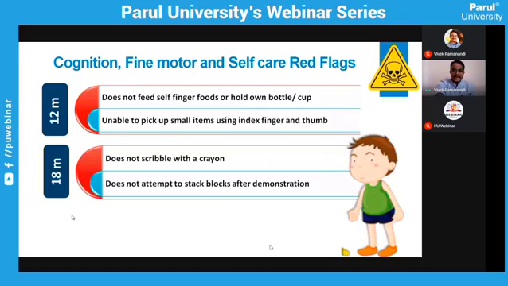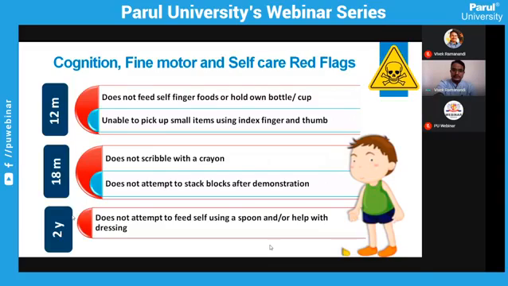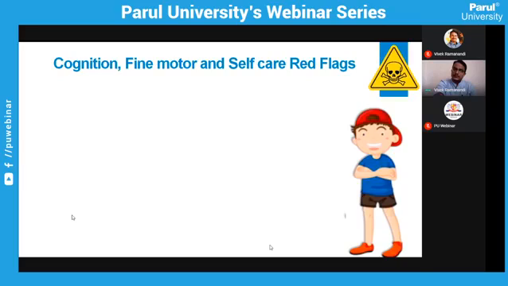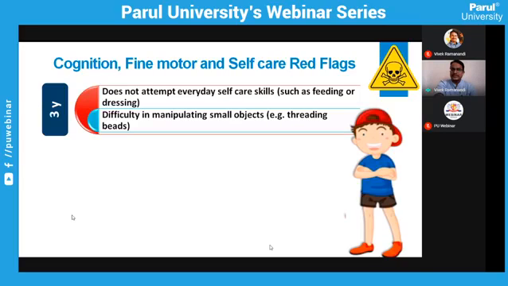At 18 months, does not scribble with a crayon, does not attempt to stack blocks after demonstration. He or she cannot follow, cannot imitate our block game. At 2 years, the child does not attempt to feed self using a spoon and cannot help with dressing, such as holding out the arms or keeping the legs straight. At 3 years, the child does not attempt everyday self-care skills such as feeding or dressing and is having difficulty in manipulation of small objects such as threading of beads.